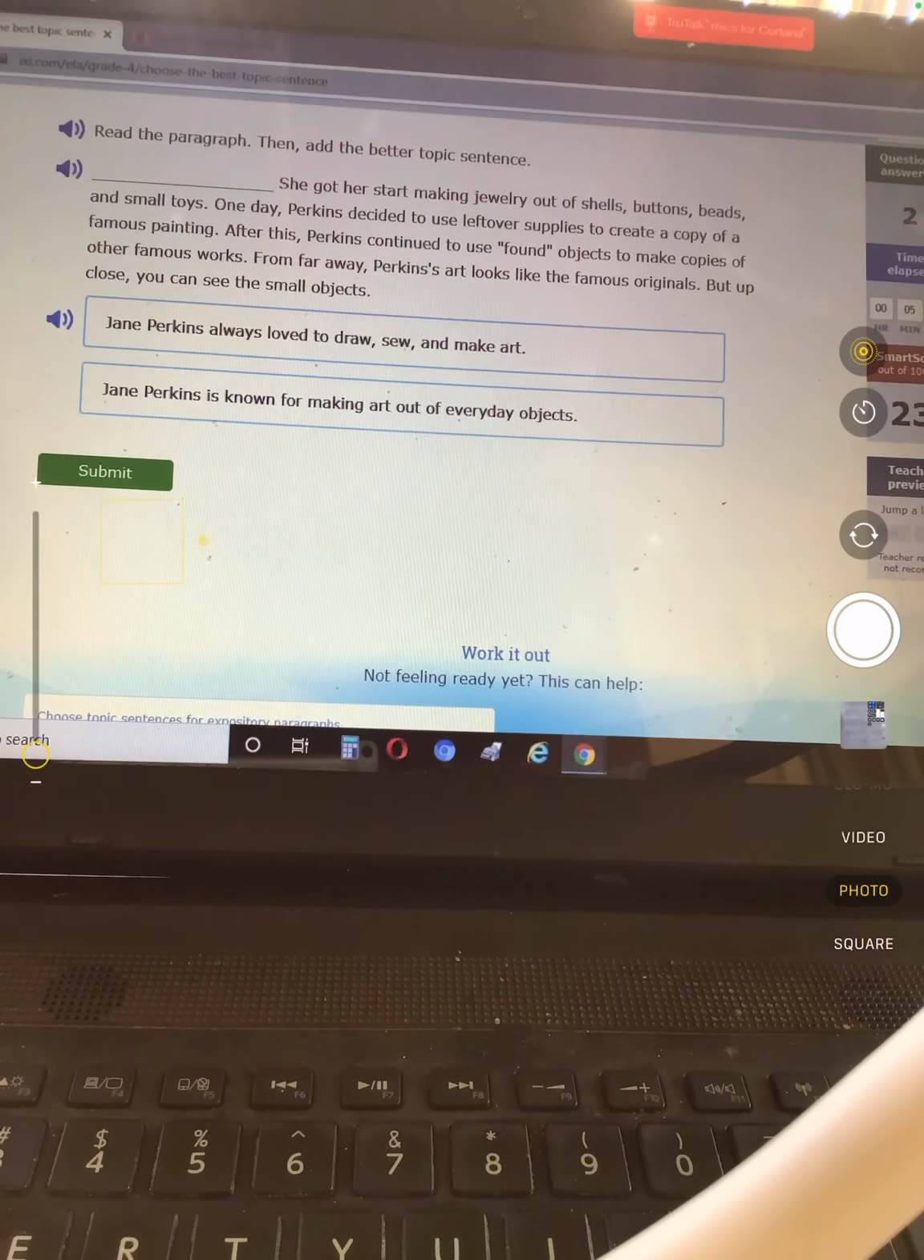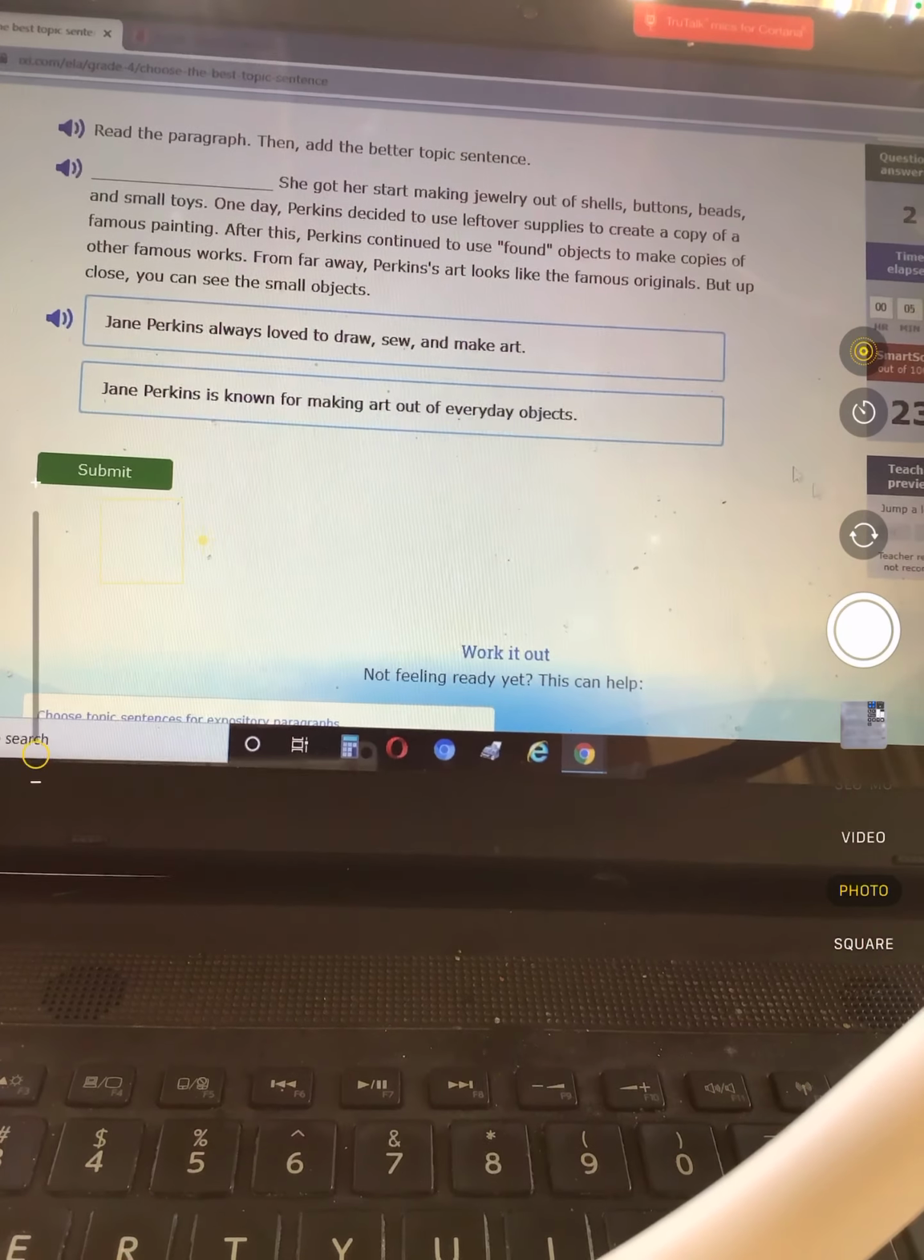Okay, she got her start making jewelry out of shells, buttons, beads, and small toys. One day, Perkins decided to use leftover supplies to create a copy of a famous painting. After this, Perkins continued to use found objects to make copies of other famous works. From far away, Perkins' art looks like the famous originals, but up close, you can see the small objects. So, let's read through our two sentences.